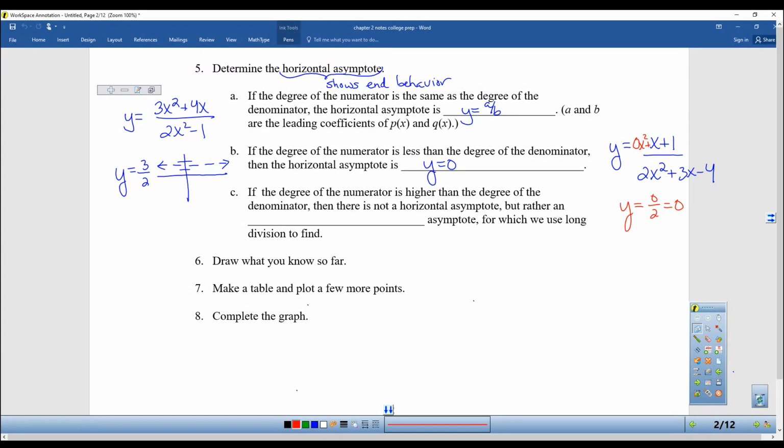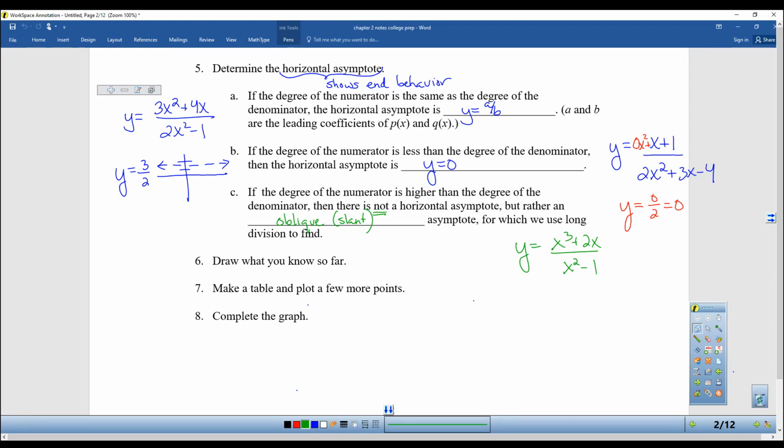The last one is a little trickier. If the degree of the numerator is higher than the degree of the denominator, x cubed plus 2x over x squared minus 1, then there is not a horizontal asymptote, but rather an oblique, also referred to as a slant asymptote, for which we use long division to find. So we'll get there in a few minutes. Draw what you know so far.